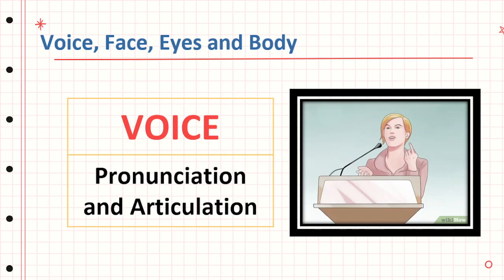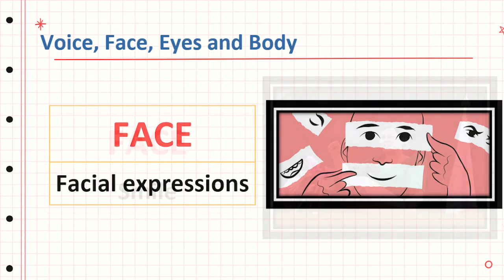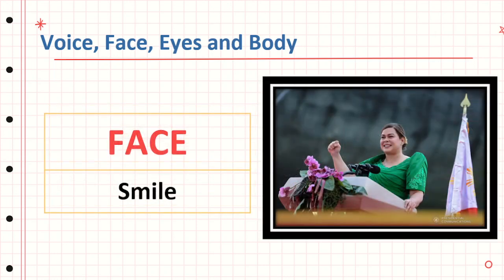Keep in mind the pronunciation and articulation, which deals with saying the correct sound of words with clarity and forcefulness. The audience should be able to understand each sound clearly and audibly. Facial expressions convey emotion. Be aware of your facial expressions while on stage. Smile and the world smiles with you. Smiling is a sign of welcome at the start of the speech.